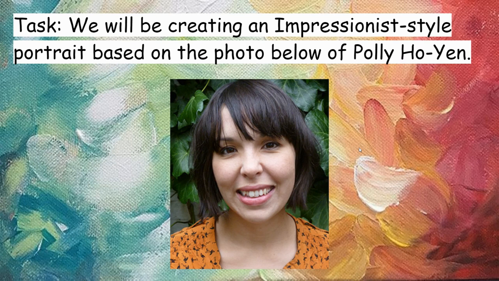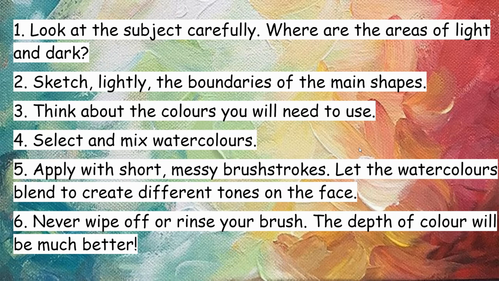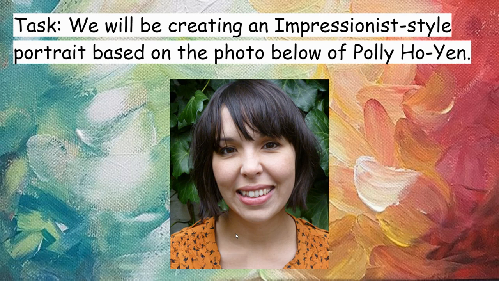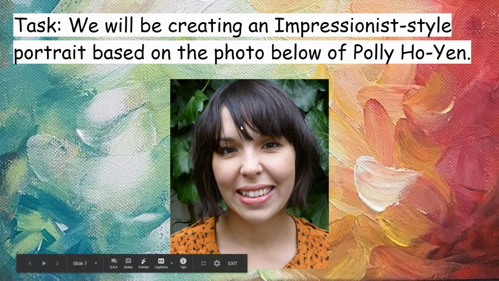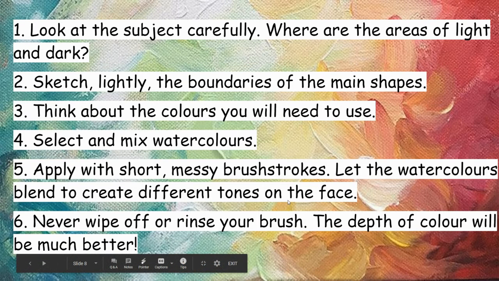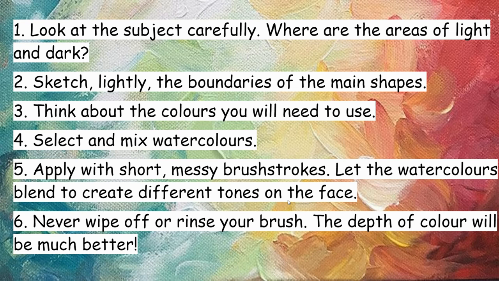So your final task today, ladies and gentlemen, once you've noted those down, we'd like you to create your own Impressionist style portrait based on the photo below of Polly Yo Hen. Using her picture, look at the subject carefully. Where are the areas of light and dark? You can see the darker areas are under her chin, her hair, even under her eyes and around her cheekbones and her chin area. Her lighter areas are maybe the lighter shades of skin around her where they've used the lighter tones. Think about the colours you'll need to use, and maybe select and mix watercolours.